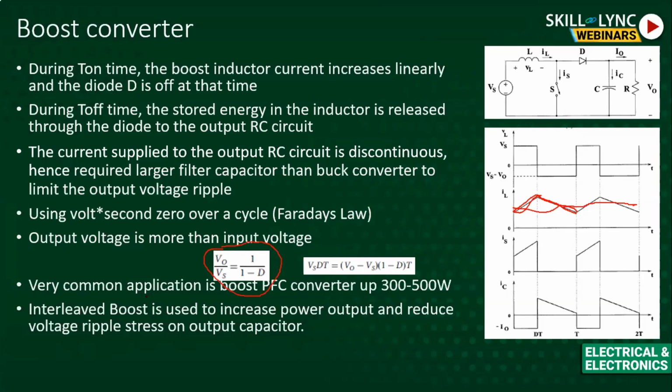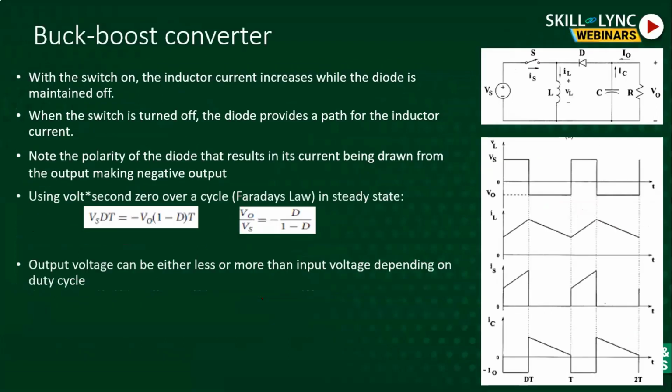This converter is widely used as a boost PFC converter, in applications of around 300 to 500 watts. It can also be used interleaved to increase the power. Next I'll go to the buck-boost converter, where the advantage is that the same converter can be used as either buck or boost.